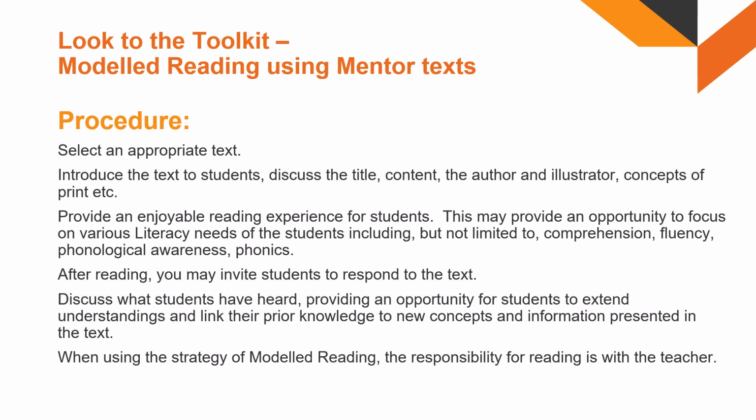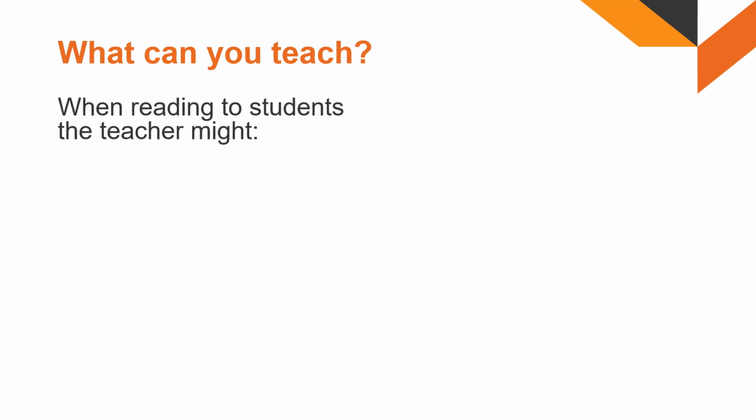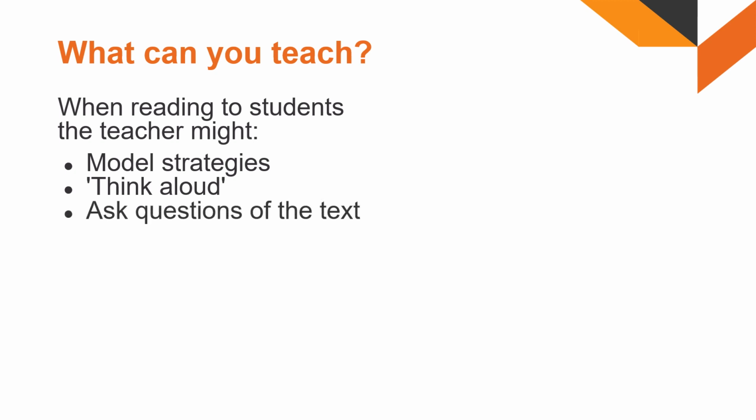When using the strategy of modelled reading, the responsibility for reading is with the teacher. When reading to students, the teacher might model strategies used by efficient readers and demonstrate adapting reading strategies to gain meaning from different text types. They may think aloud about the text, creating predictions and links with prior knowledge and experiences. They'll ask questions of the text, commenting when answers become apparent and when predictions are confirmed or need to be modified. They'll use self-correction strategies, as you model teachers should always be demonstrating fluency.